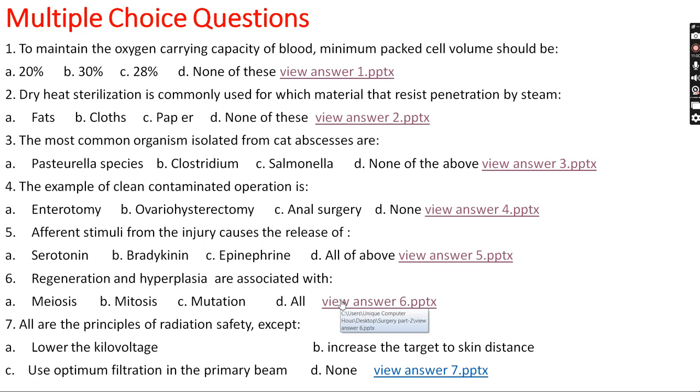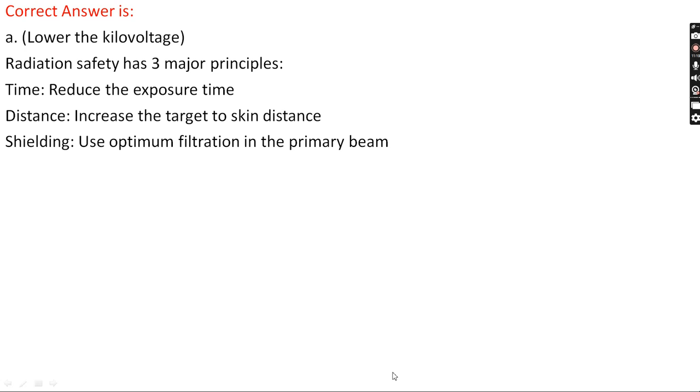Okay. Question number 7. All are principles of radiation safety except: option A, lower the kilovoltage, option B, increase the target to skin distance, option C, use optimum filtration in the primary beam, or option D, none. The right answer is option A, that is lower the kilovoltage.